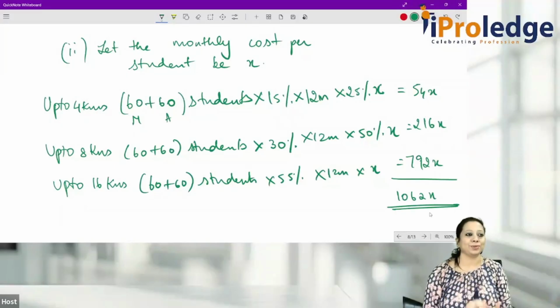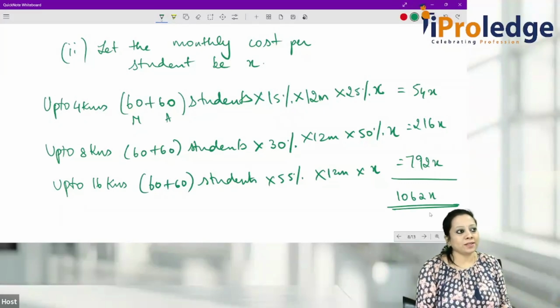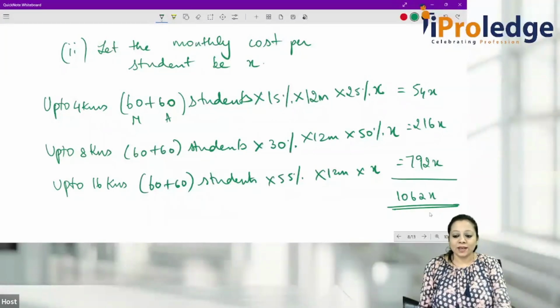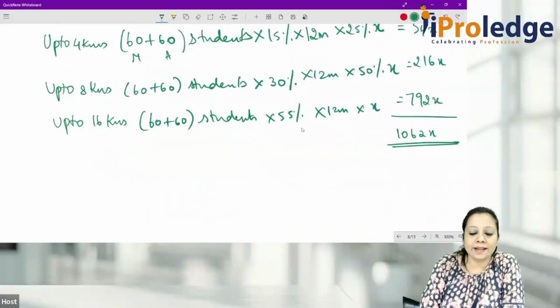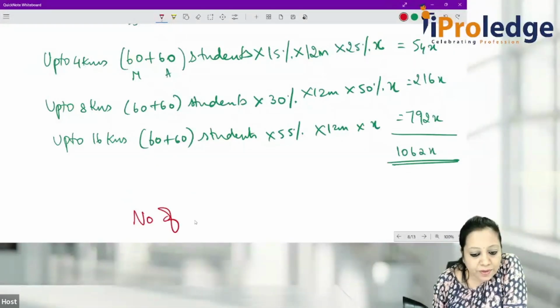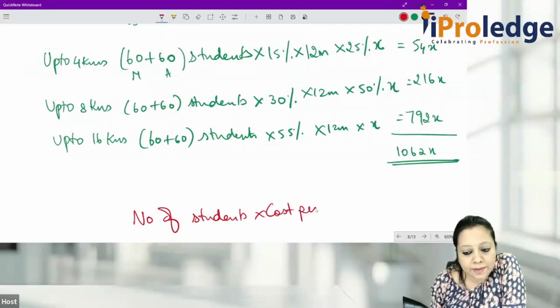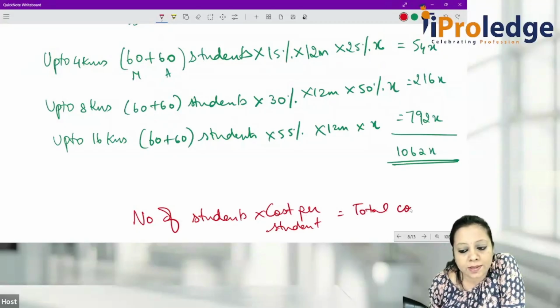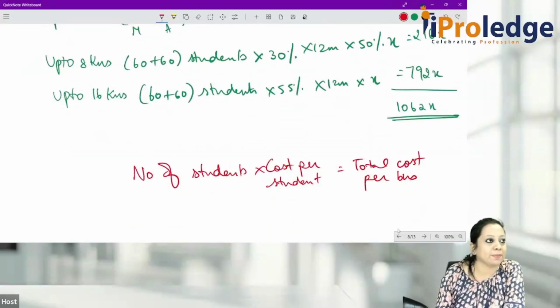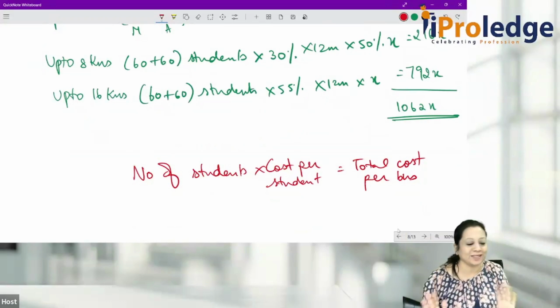They are asking cost per student. So cost, ticket cost into number of students will give you the total cost. Isn't it, students? So that logic only I have applied. Now I will write down. Now you people tell me if it will strike or not. I'm sure it will strike. Number of students into cost per student is equal to total cost per bus. Like that, if I say, will you all agree with me? Yes, ma'am. Total number of students in a bus multiplied by cost for each student will give the total cost for the bus.